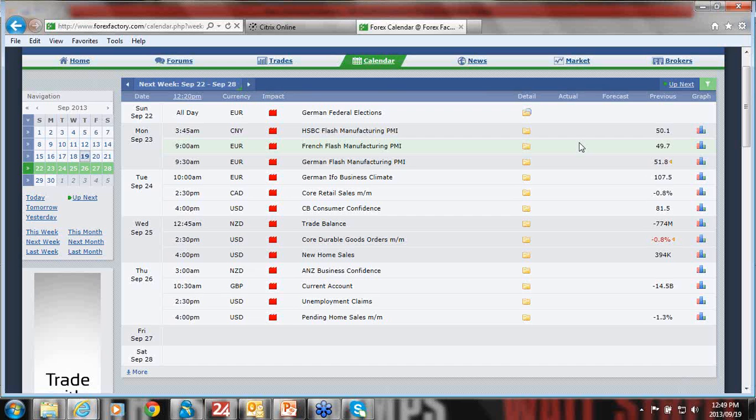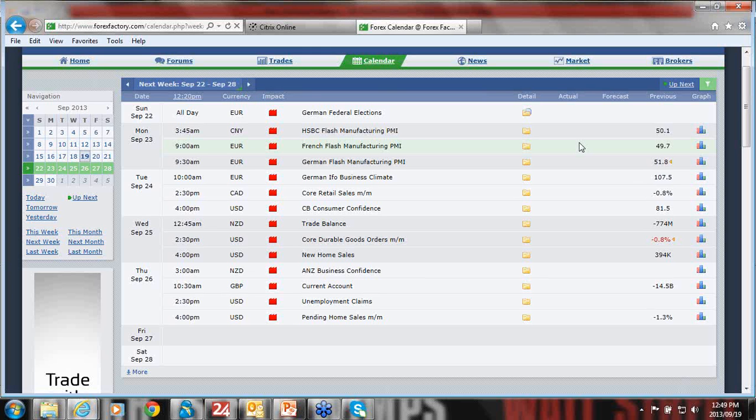Wednesday, we have a trade balance report coming out of New Zealand. The Kiwi dollar, since its interest rate was modified last week, has moved the markets quite a lot. It's been very volatile. Will the New Zealand dollar maintain its volatility next week? Only time will tell. Tune into the economic calendar to find out.